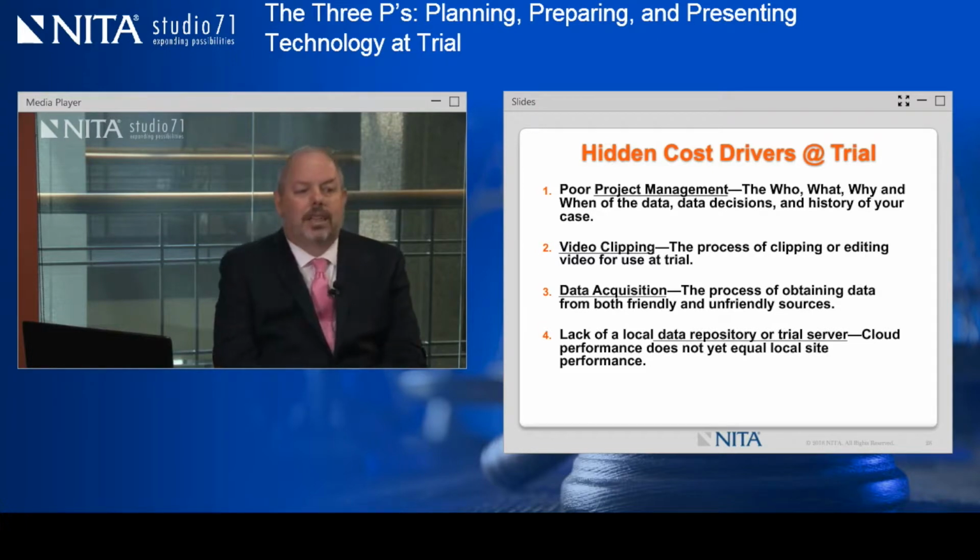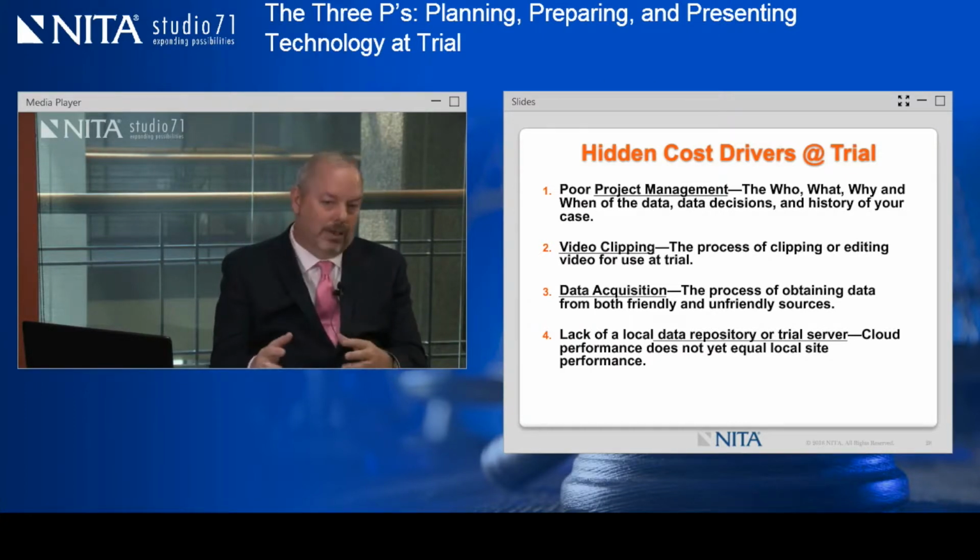Video clipping. Teams tend to over-designate video and not discuss or understand the process enough before giving instruction to clip video. Also, data acquisition. This is the process of obtaining data from both friendly and unfriendly sources. For example, in an MDL, the work is repeated over and over with firms duplicating effort. So you'll want to look for shared online tools to get the job done, with the added benefit that the efficiency gains you make will make legal ops people happy.